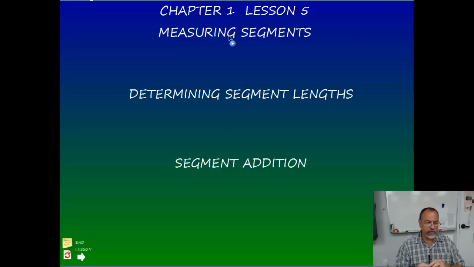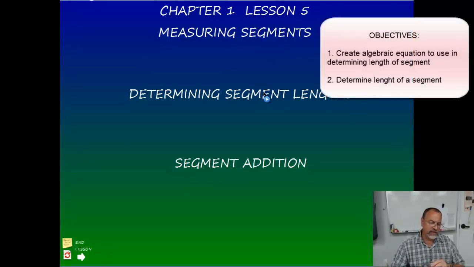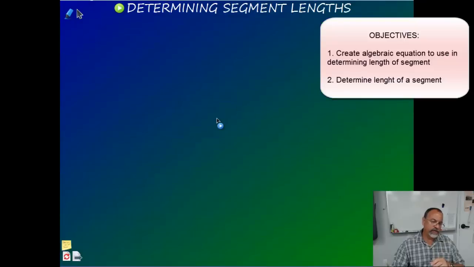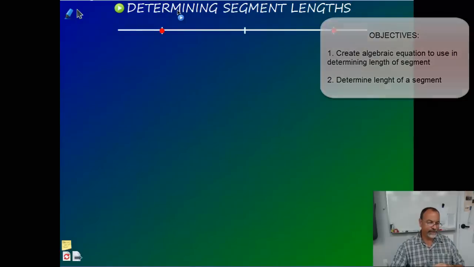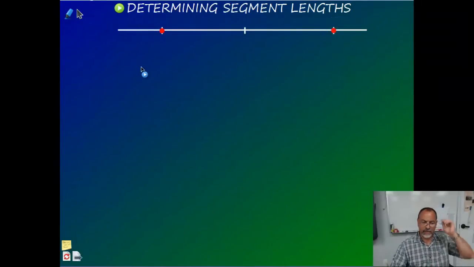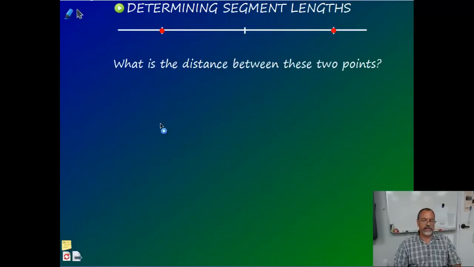There's 2 types of things we want to look at: how to determine segment lengths. The first thing we want to look at, what you should know by the end of this video, is how do you figure out the length of a segment. If I just gave a segment here, remember, a segment is just a part of a line. So here I have a segment and I have 2 endpoints, and I asked you, what's the distance between these 2 points? What would you do? How could you do that?